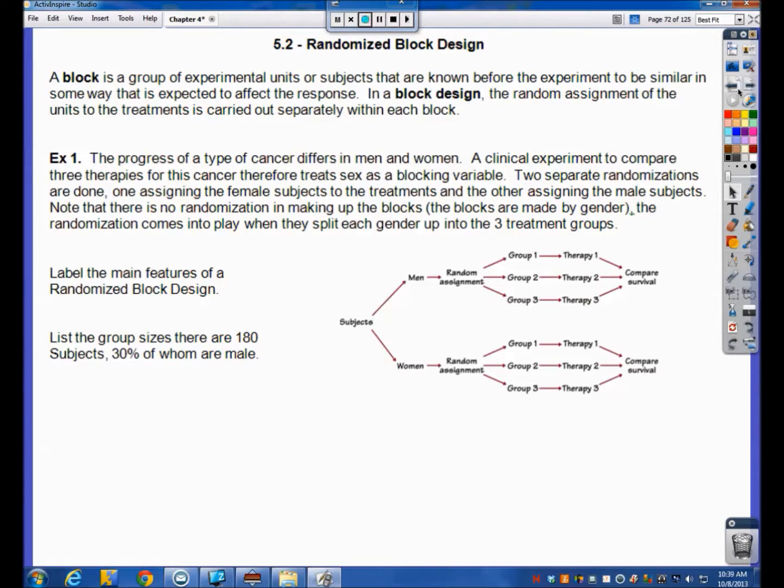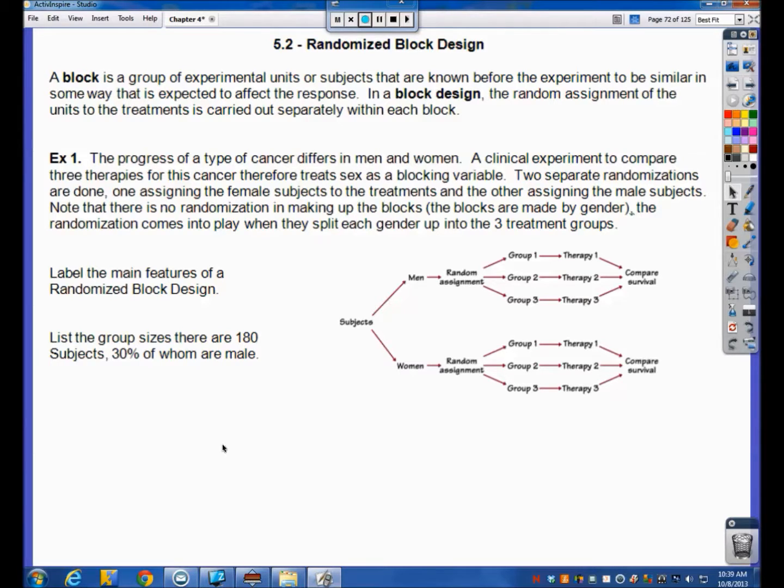Okay? So it says a block is a group of experimental units or subjects that are known before the experiment to be similar in some way that is expected to affect the response. In a block design, the random assignment of the units to the treatments is carried out separately within each block. So when you look at a block design itself, it looks like you're doing the experiment multiple times within each block, within each strata, if you want to think of it that way. So again, instead of strata, we have blocks.